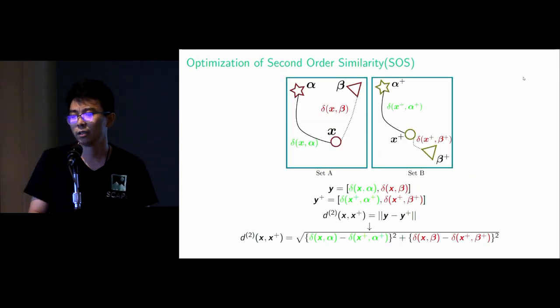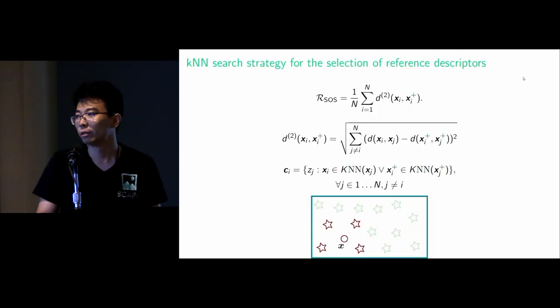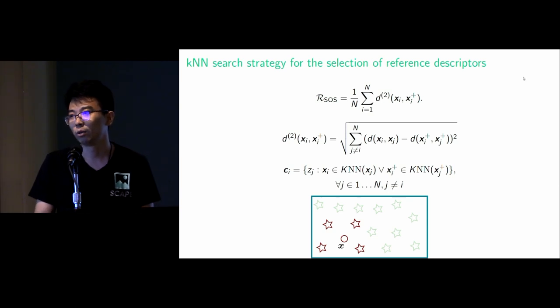To illustrate, the second order similarity of x and x plus can be measured by the distance between y and y plus, where y and y plus are composed by distances of x and x plus to other reference points. Well, in experiments, we found that the selection of reference points is very crucial to the performance, and the discriminators that are very far away are not suitable for being a reference. Therefore, we propose a k-means search strategy for the selection of reference. And in training, we set k to be 8.